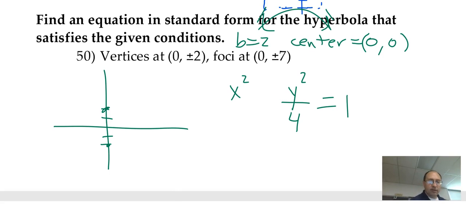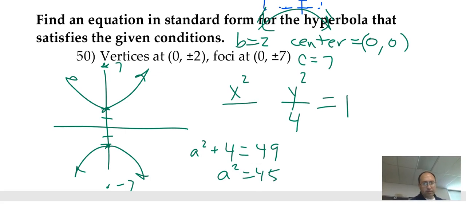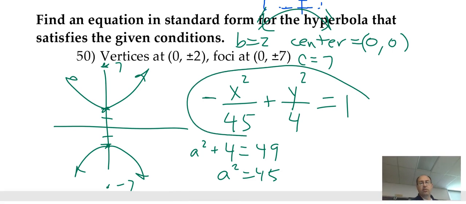If my foci are at 0, 7 and 0, -7, right, up here and up here, we know it's going like this, right? Then that means my C value is equal to 7. And that would be the Pythagorean theorem, right? A squared plus B squared equals C squared. So it looks like A squared is 45. And since it's a y squared, which is positive, that means the x squared term is negative. So there's my equation.